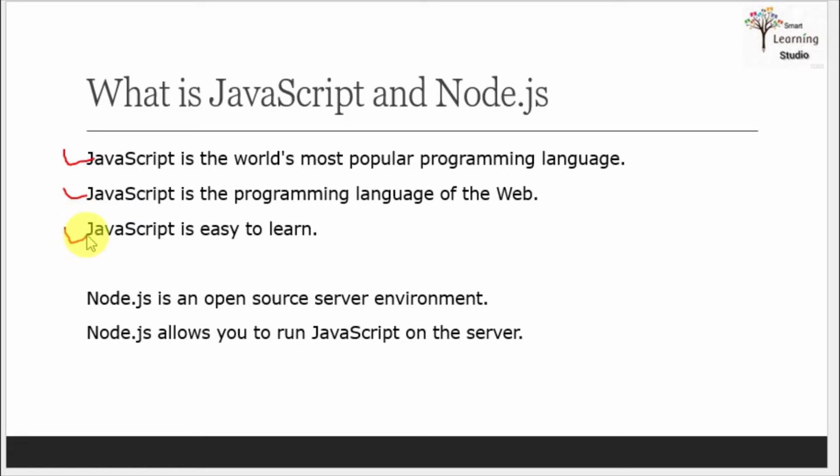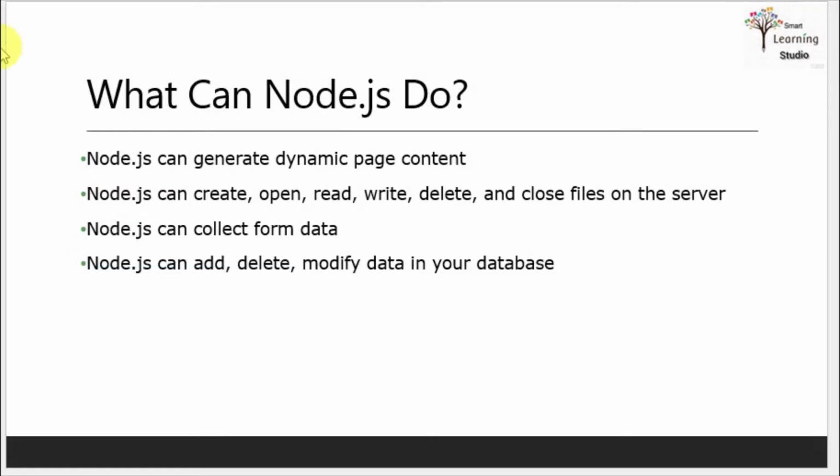About Node.js, Node.js is an open source server environment. It allows you to run JavaScript on the server side. So JavaScript is basically a client side language, but with Node.js you can run this JavaScript on the server. What can Node.js do? Node.js can generate dynamic web page content. You can open, read, write, delete, and close files on the server. You can collect form data. You can delete, add, and modify data in your database. So basically performing CRUD operations.